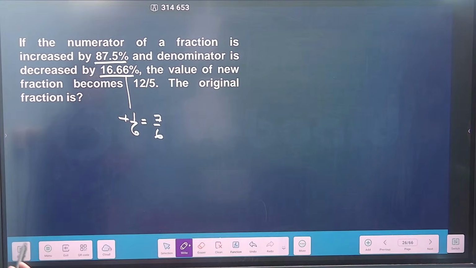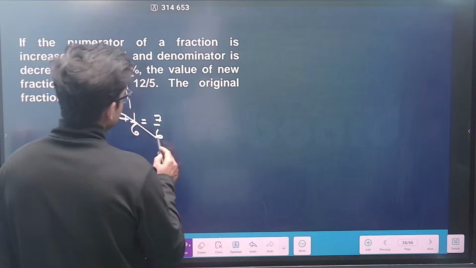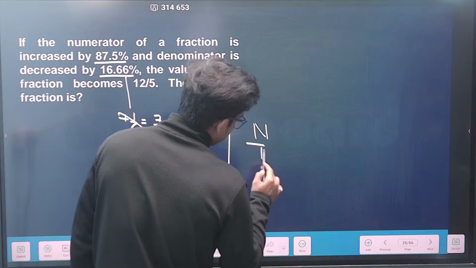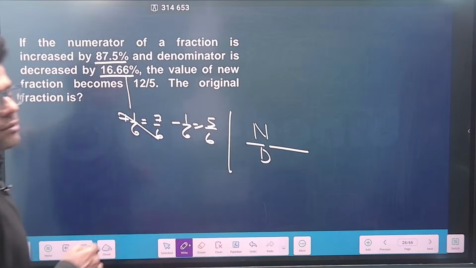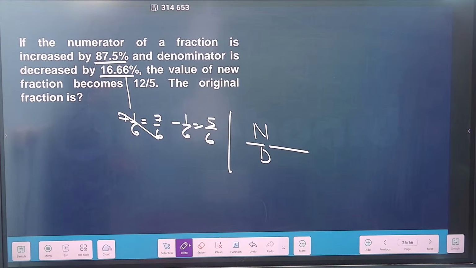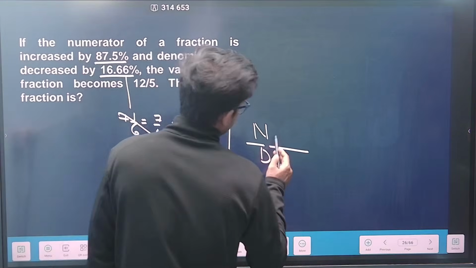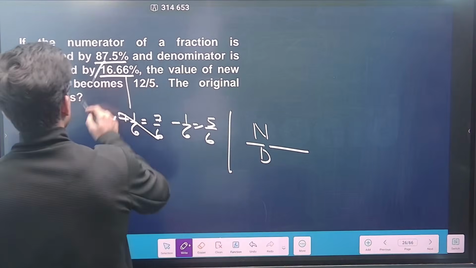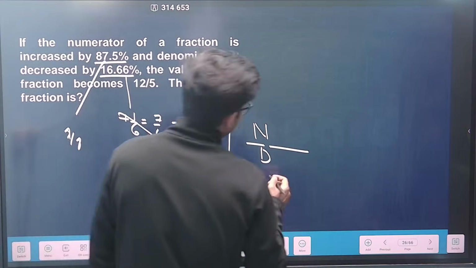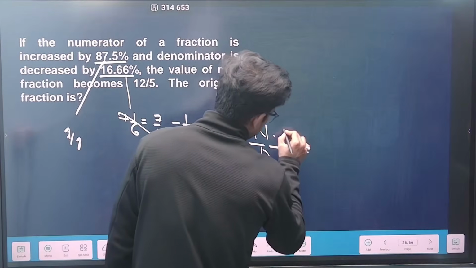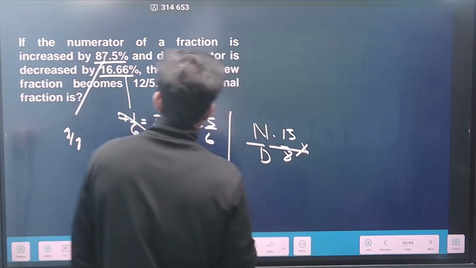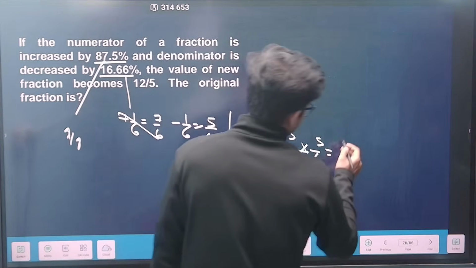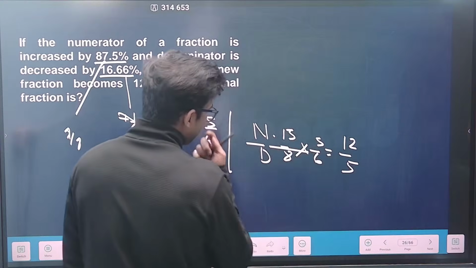Denominator is decreased. Decrease means minus 1 by 6 means 5 by 6. So we are having numerator and denominator. Now first of all, the numerator has been increased by 87.5, which is basically 7 by 8. So that becomes 15 by 8, increased by 7 by 8. Then the denominator is decreased by 1 by 6, becoming 5 by 6. And then the value of the fraction becomes 12 by 5. I hope you are getting my point.